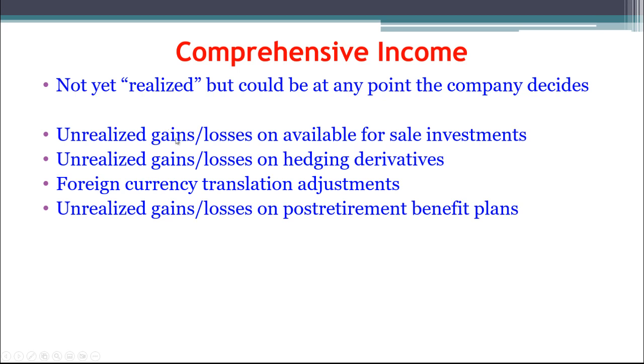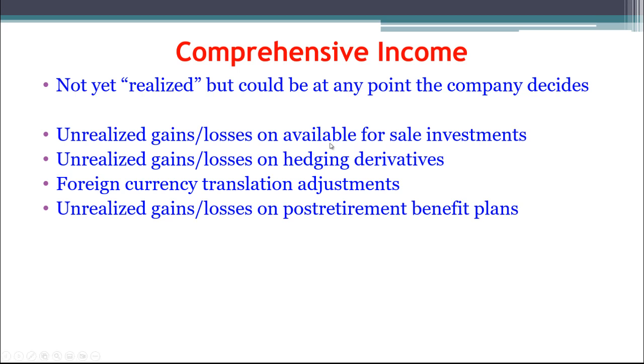There are four main things that get included in comprehensive income. A couple of them are actually related. The first two are very closely related, similar types of items. They are unrealized gains or losses on a certain type of investment, an available for sale investment. It's one that we're not actively trying to sell, but we're also not intending to necessarily hold it until the maturity date. So it's out there. If the price is right, hey, we'll sell it.